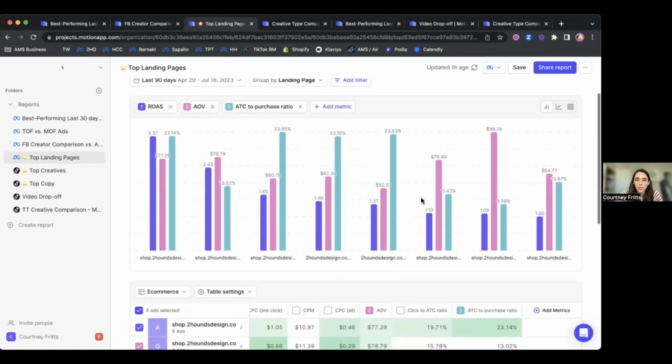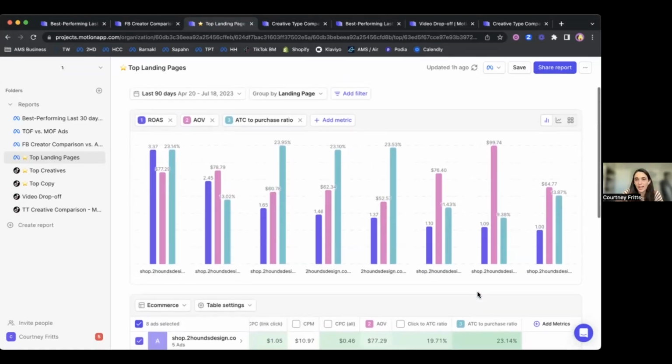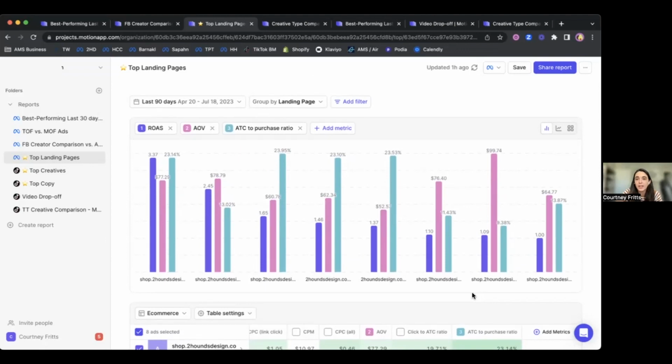So if I'm looking at add to cart to purchase ratio and average order value, all right. This one over here has the highest average order value. It's almost $100. So I look and see which one this one is. All right, I know which landing page this is. The AOV on this one is crazy. So what on this landing page is making people buy 3, 4, 5 products at a time? And how can we use that and put that on the next best landing page?